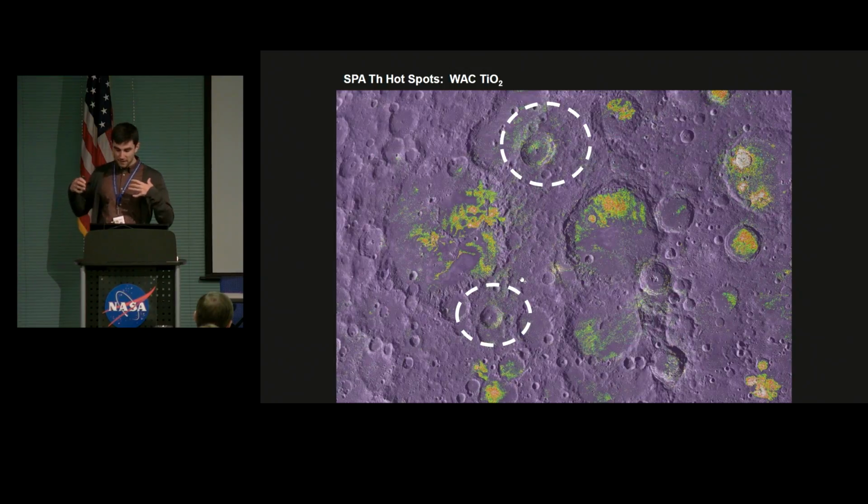So this is another piece of evidence that we have these basaltic compositions that were exposed from beneath the surface by these two craters. So another piece of evidence that these hotspots could be related to creepy, basaltic, shallow, young mafic intrusions.